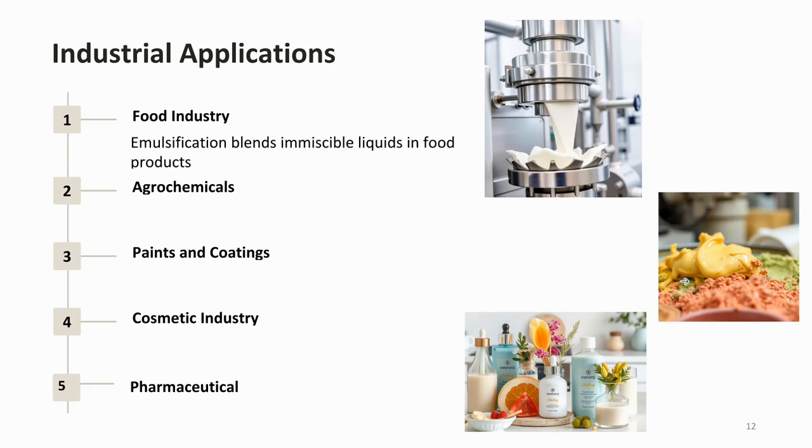In food industries, emulsification blends immiscible liquids in food products. In the agrochemical industry, emulsifiable concentrates reduce runoff. Say, for instance, I can tell you one example here. Nowadays, urea is coated with neem oil so that sustained release of urea takes place and it will not easily run off from the soil. So that is one of the advantages of coating urea with coconut oil or neem oil.